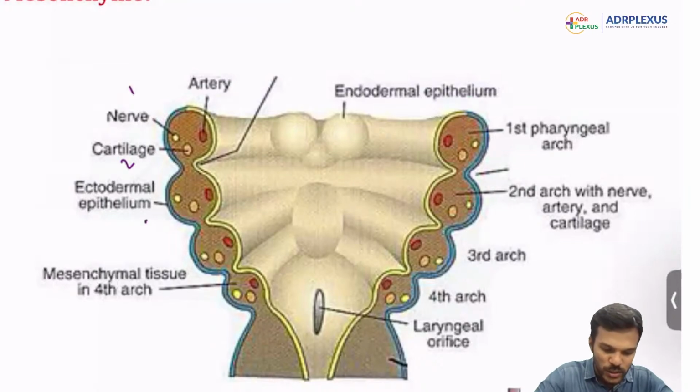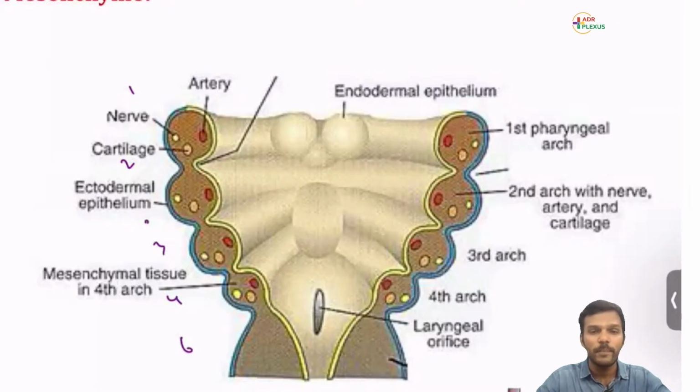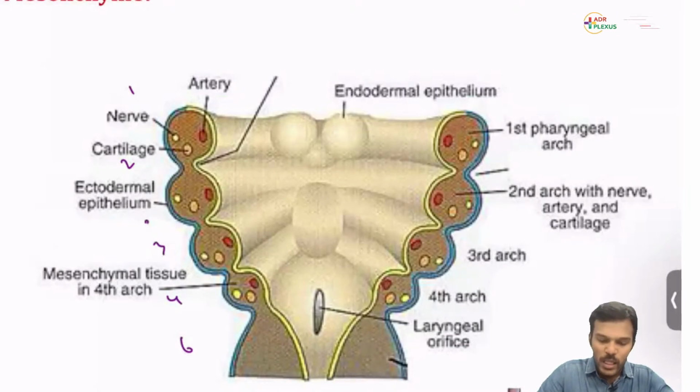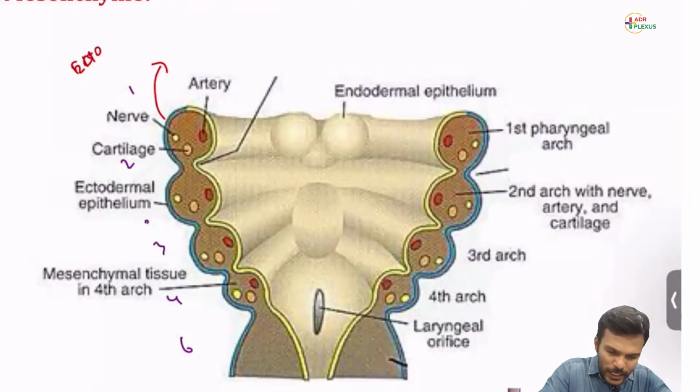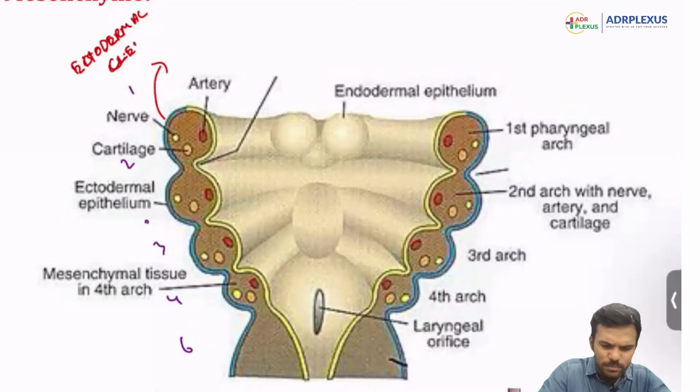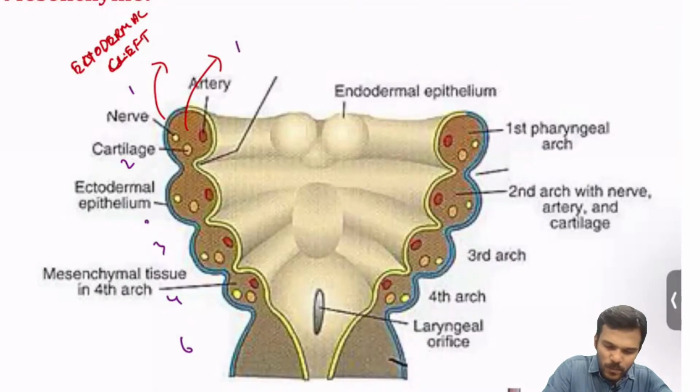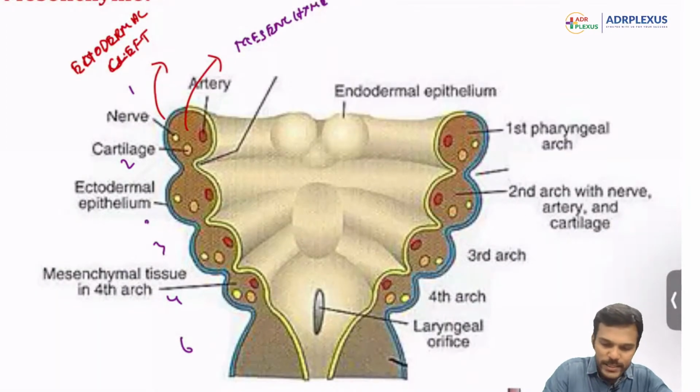1, 2, 3, 4, and 6. 5 will become obsolete. Now, we are dividing pharyngeal arches into ectodermal cleft. This brownish part over here is the mesenchyme. This yellowish part over here is the endodermal outpouching.